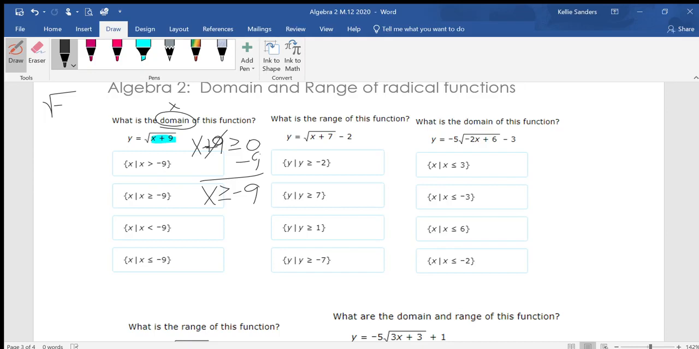So again, on radicals, you are always going to have the equal sign. So on this lesson, you're always going to have the equal sign.